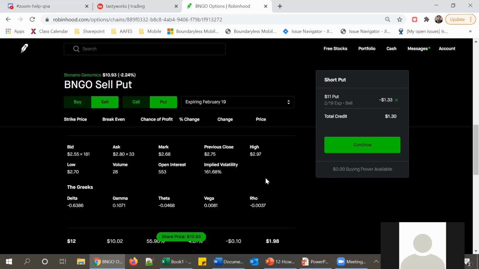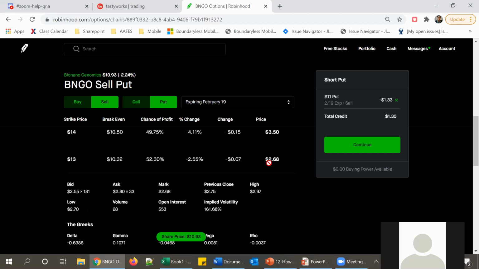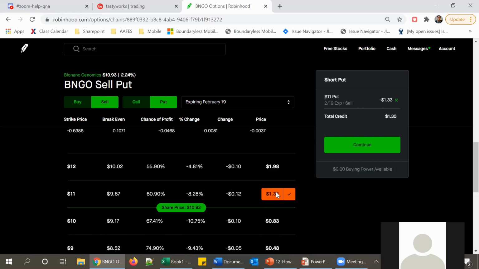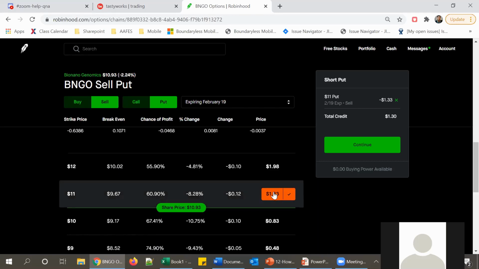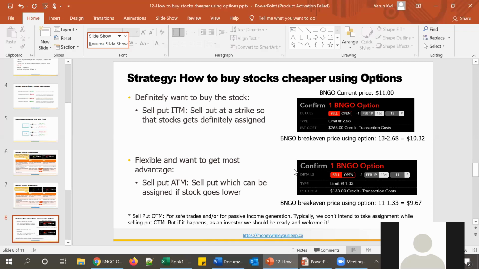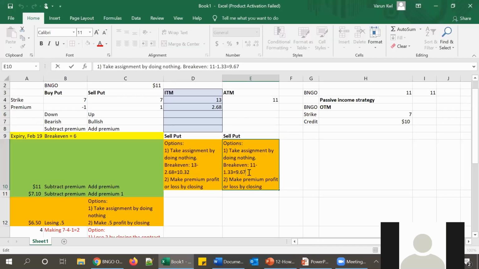But on 13, it was showing 2.9, 2.68. So if you just see that over here, you will see, oh, my premium is actually higher here, 2.68. And my premium here is actually lesser, 1.33, correct? But then if we calculate our break-even pricing here, then you see a major difference that, okay, my break-even is actually better over here, which is 9.67. And that will change your thought process of putting a strike.